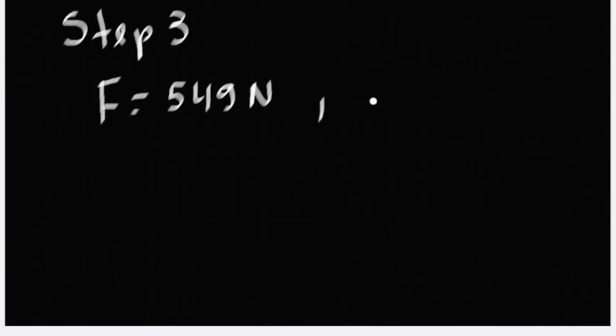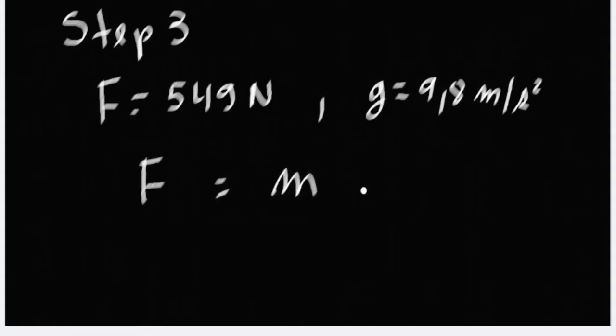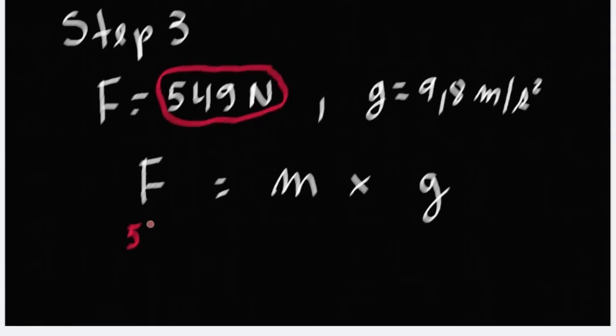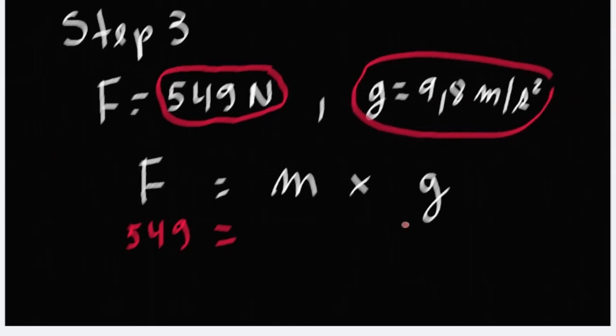Step 3: Solve sample question number 3. Here's the question. An object weighs 549 newtons on the surface of the Earth. What is its mass? For this problem, we have to work backwards. We already have F and we have g. We just need m.